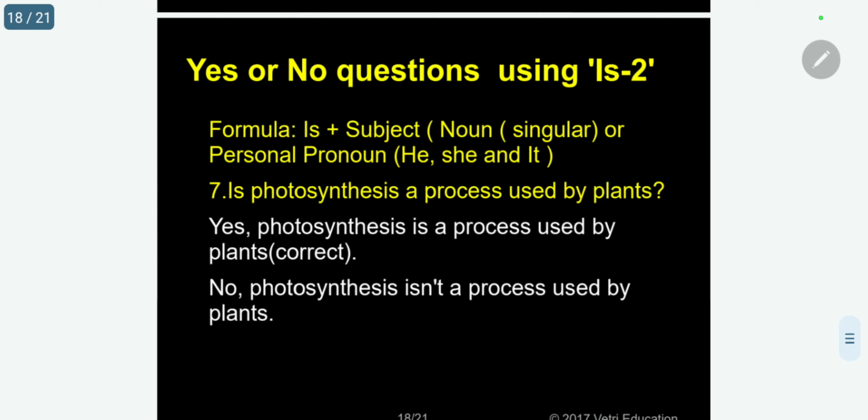Question number 7. Is photosynthesis a process used by plants? Answer is yes. Photosynthesis is a process used by plants. It is the correct answer. The wrong answer is no, photosynthesis isn't a process used by plants. Actually, what is photosynthesis? It is a process by which plants take carbon dioxide and synthesize glucose and liberate oxygen. That's why we are asked to grow more plants and trees.